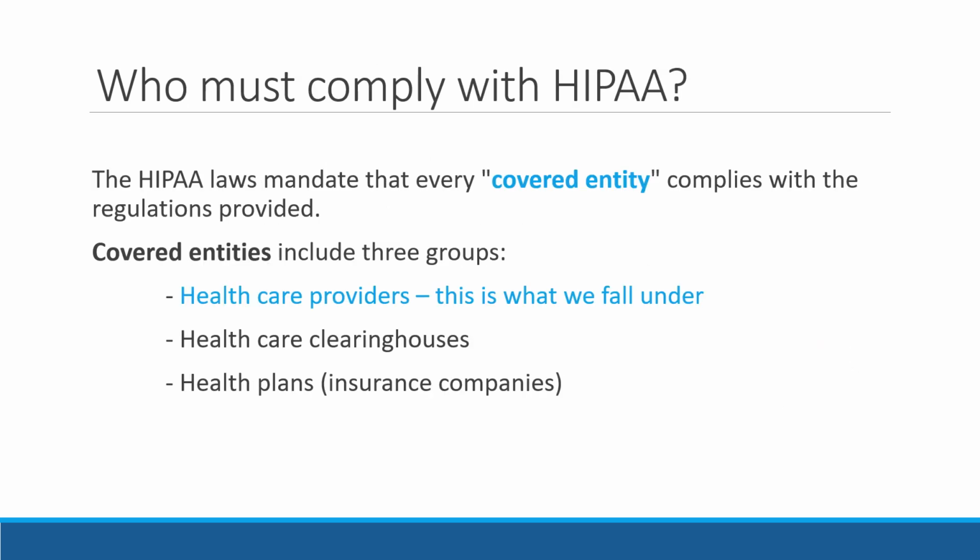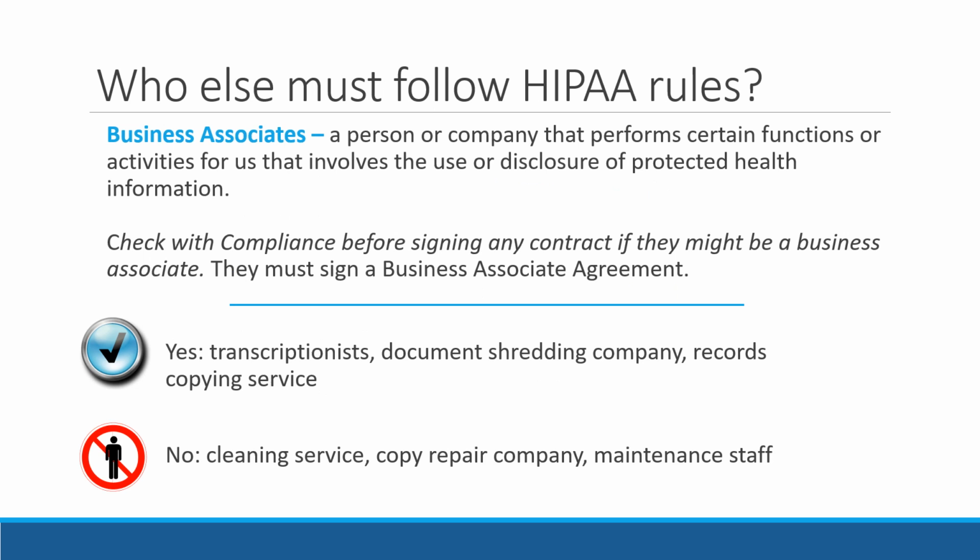There are three types of covered entities that must comply with HIPAA. We fall into the category of healthcare providers. Business associates are anyone that does contracted services for us, but to be able to do that, they must see patient records. An example is transcription. They have to sign a business associate agreement and follow all HIPAA rules. You are not responsible for knowing who needs to sign a business associate agreement. Our compliance team will help with that.